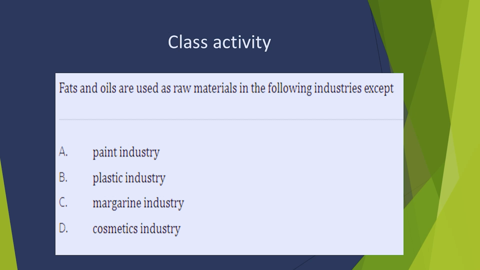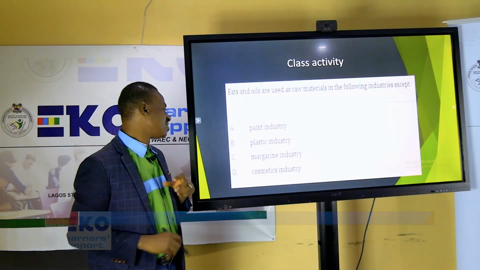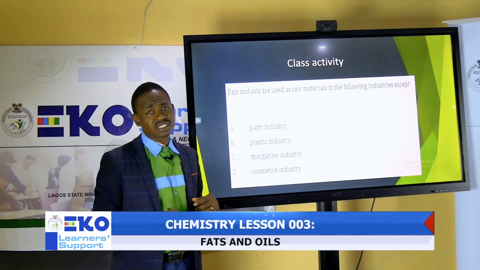Margarine industry, we just explained that. The fat and oil is being used in margarine industry. Cosmetic, yes, the fruits. The fat and oil is being used in what? Cosmetic industry. What do you think will be the answer? Fine. The answer should be what?